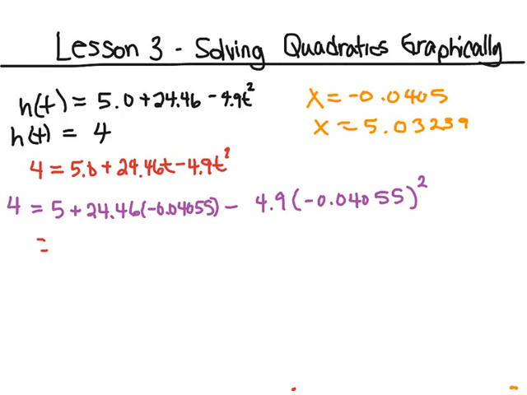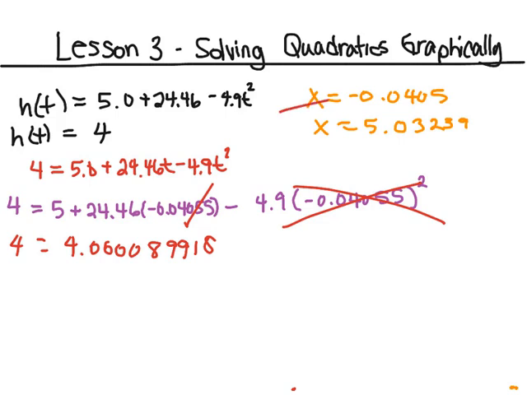So when you type this into your calculator, you should get 4.000089918. So basically it's 4. So we know that when x is negative 0.04055, he would be holding it for 4 seconds. The only thing is you can't have a negative time. So we know that this is not a solution. We would call it an inadmissible solution. It doesn't actually work. So now we're going to try the other one.